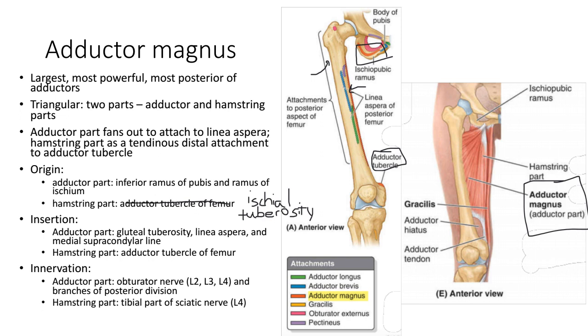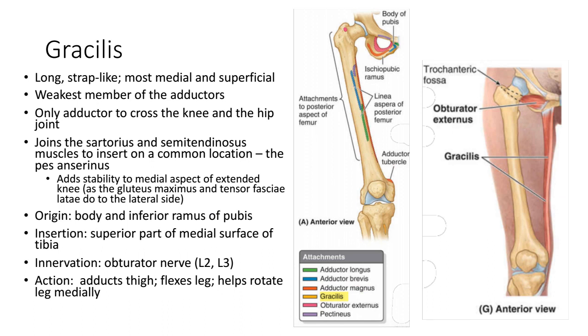So we're going to learn how the sciatic nerve is actually made up of two nerves. One of them is the tibial part. The gracilis is a long strap-like muscle that is medial and superficial. It's the weakest member of the adductors. It is the only adductor to cross the knee and the hip joint. It joins the sartorius and the semitendinosus muscles to insert on a common location, which is called the pes anserinus. This adds stability to the medial aspect of the extended knee.